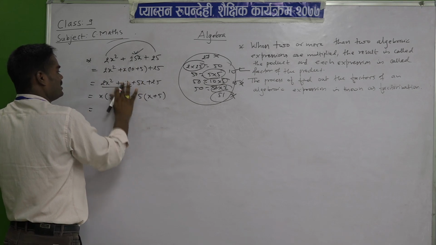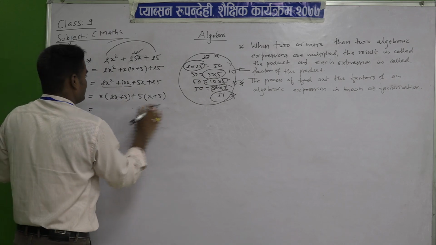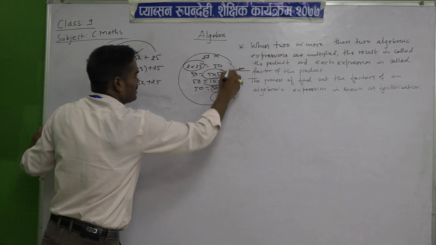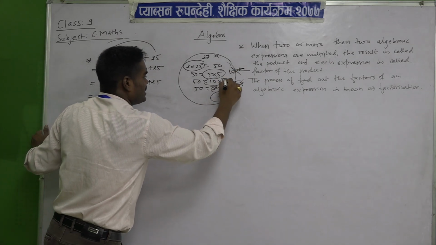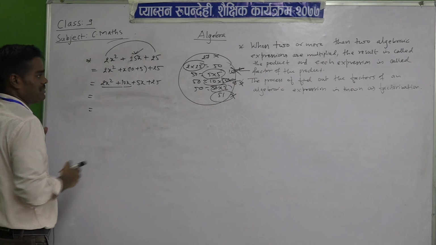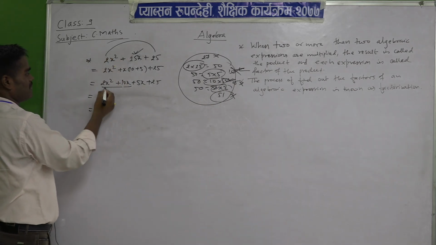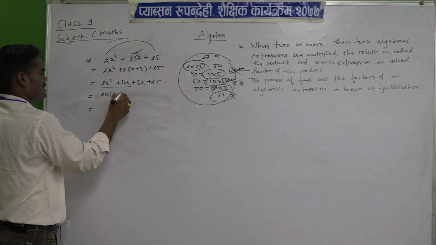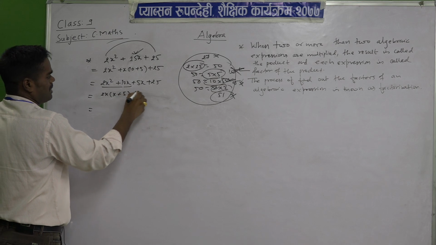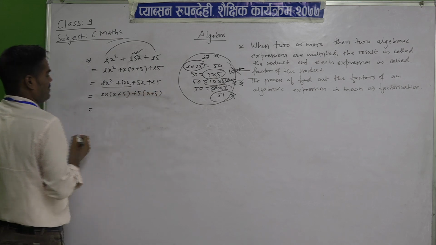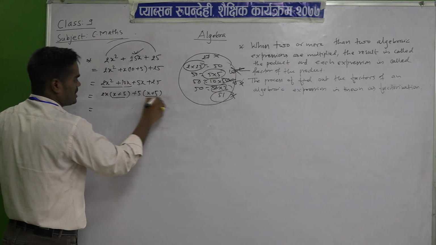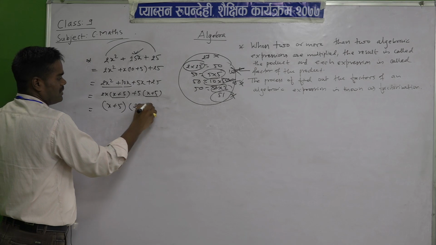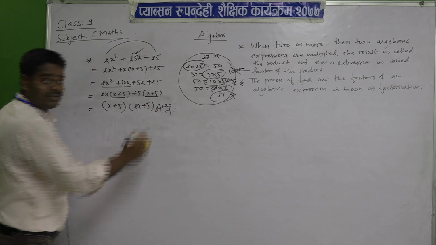Sorry, 10x, and then after see here. So, this one is valid. I have done it mistakenly; it is written 10 into 5 means 50, and 10 plus 5 means what? 15. So, here 2x is common, then x plus 5, 5 is common, x plus 5 is common. So, take x plus 5 common, and then after 2x plus 5, this is the answer.